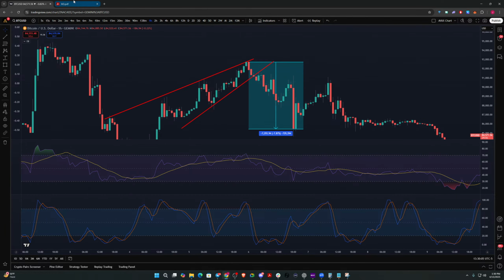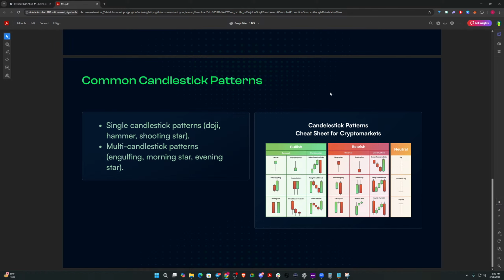Okay, we're going to go over a couple more candlesticks and then I will answer a few more questions. So we talked about the bullish engulfing, the bearish engulfing, and then the hammer candles and the inverted ones, with the hanging man and shooting star.